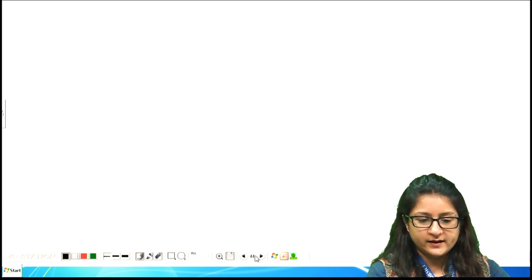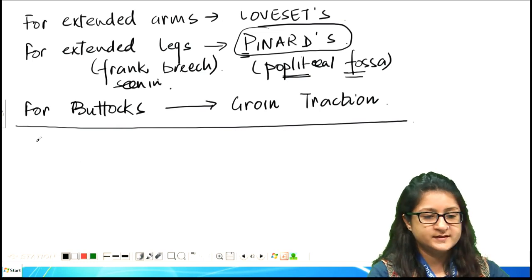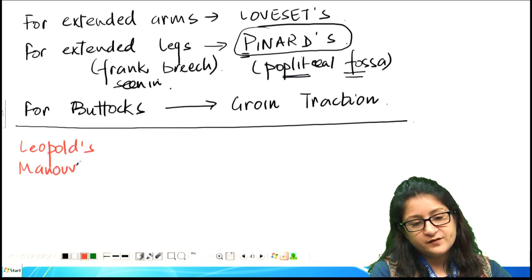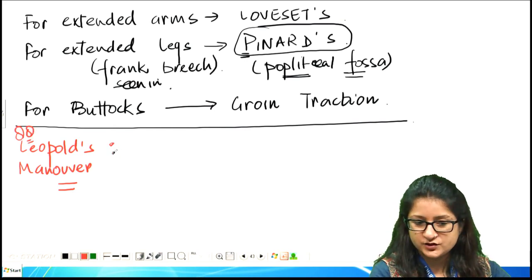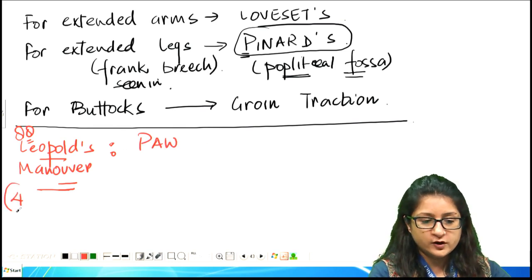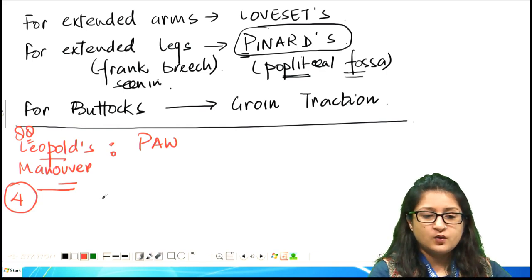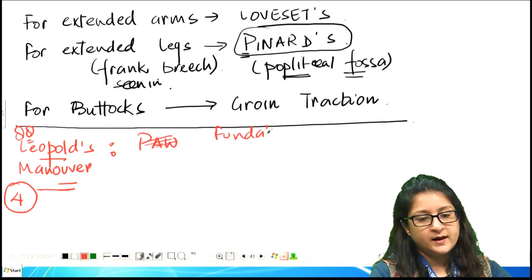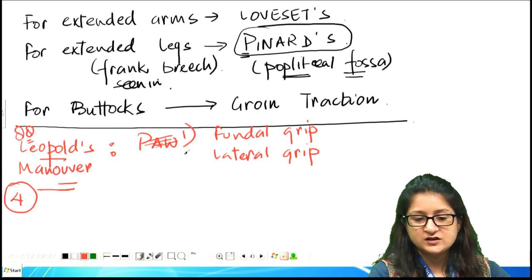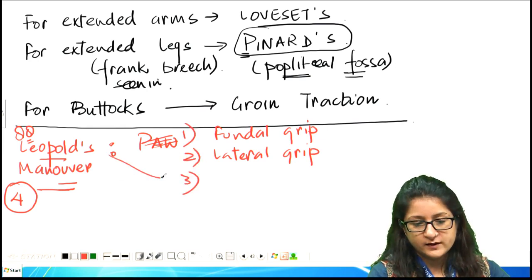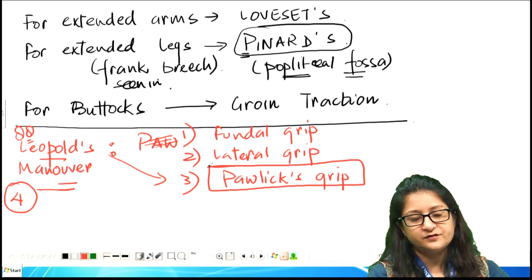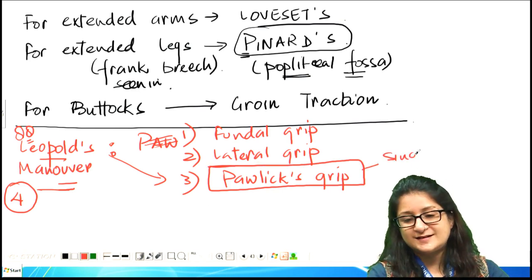Another maneuver which is important and which I want to emphasize here is Leopold's maneuver, because a figure-based question about it was asked recently. There are four Leopold maneuvers in total. The first is the fundal grip, the second is the lateral grip, and the third Leopold maneuver is the pawlik grip. Remember, it is the third maneuver, the pawlik grip, on which the figure-based question was asked. It is done using a single hand.